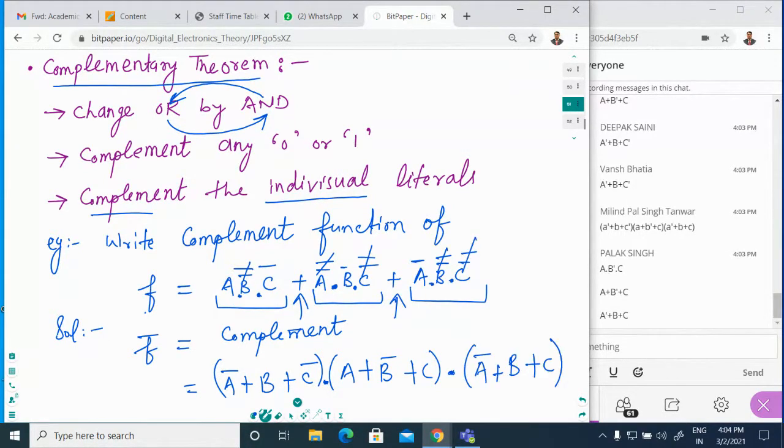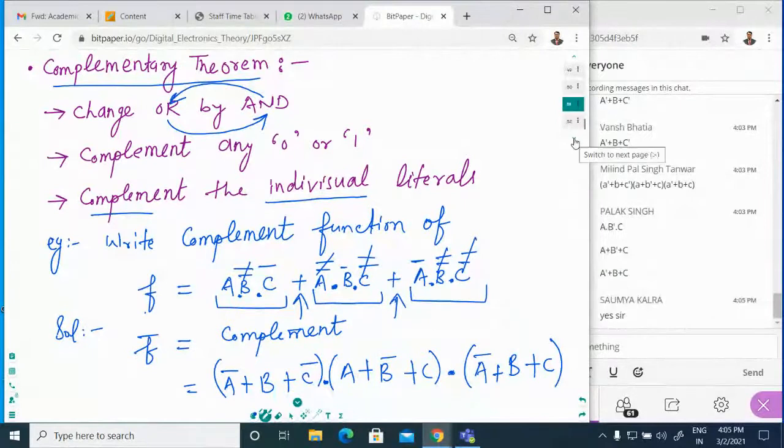So this is called the complementary theorem. Quickly give your response. Are you able to understand this complementary theorem? Any doubts? Okay.